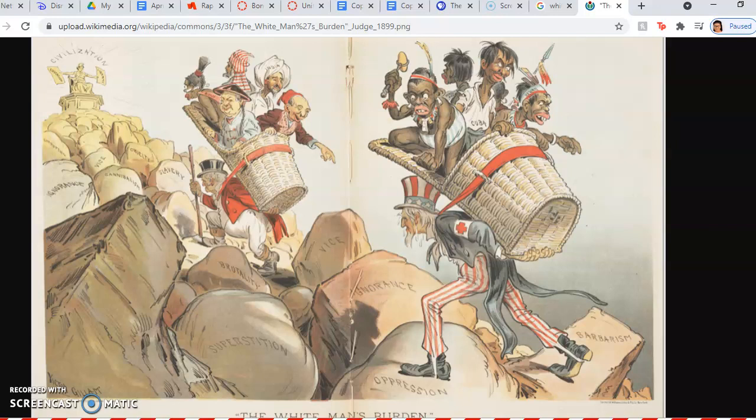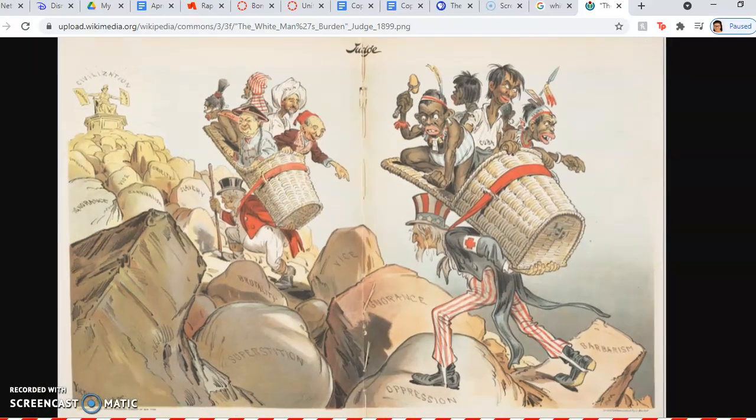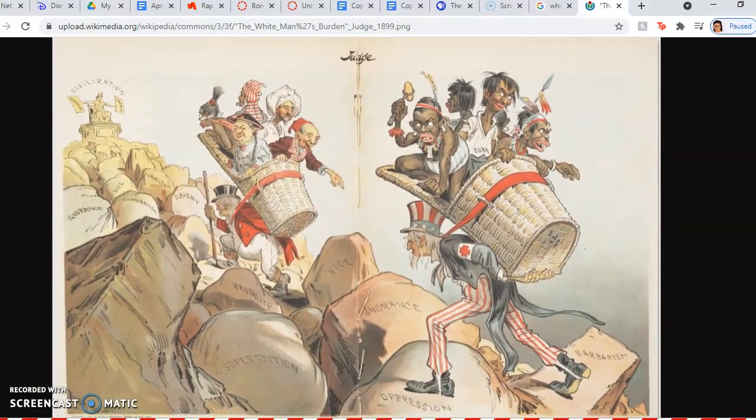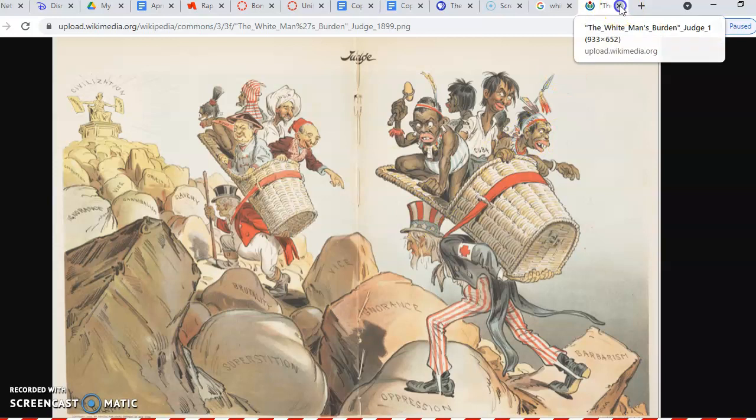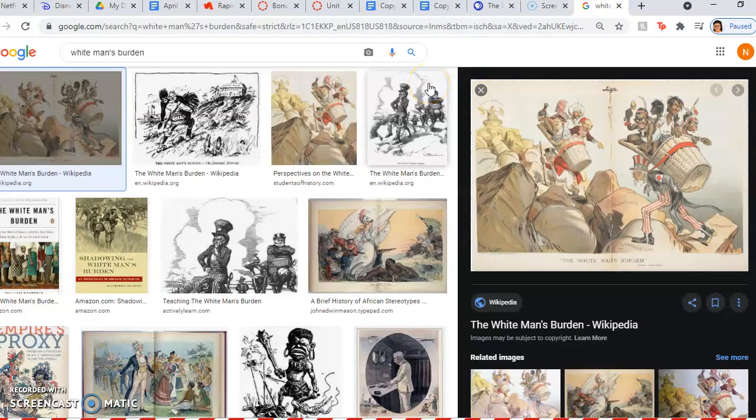So the words on the rock say barbarism, oppression, superstition, ignorance, brutality, vice. And at the very top of the mountain is the word civilization. White man's burden, boys and girls, is basically the Europeans' attitude towards kidnapping these people, because in their minds they felt that they were actually doing them a service because they were so savage and so pitiful and so barbaric that they were bringing them religion and sanity and making them more civilized.